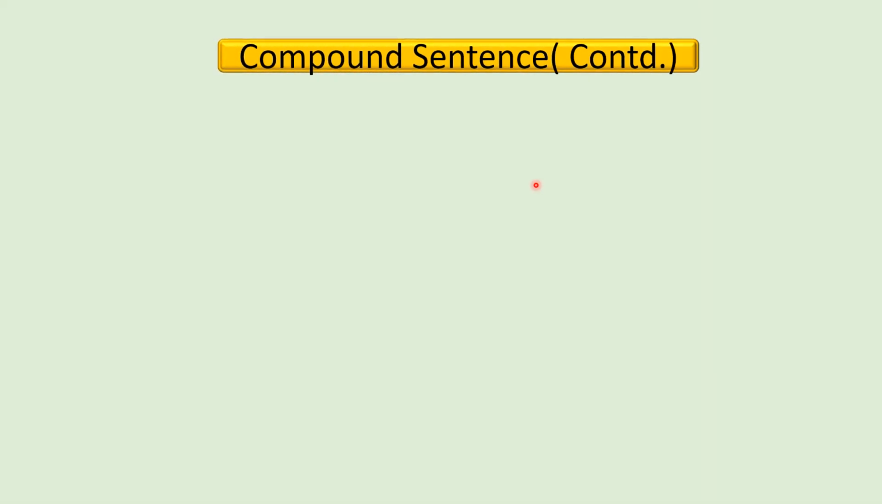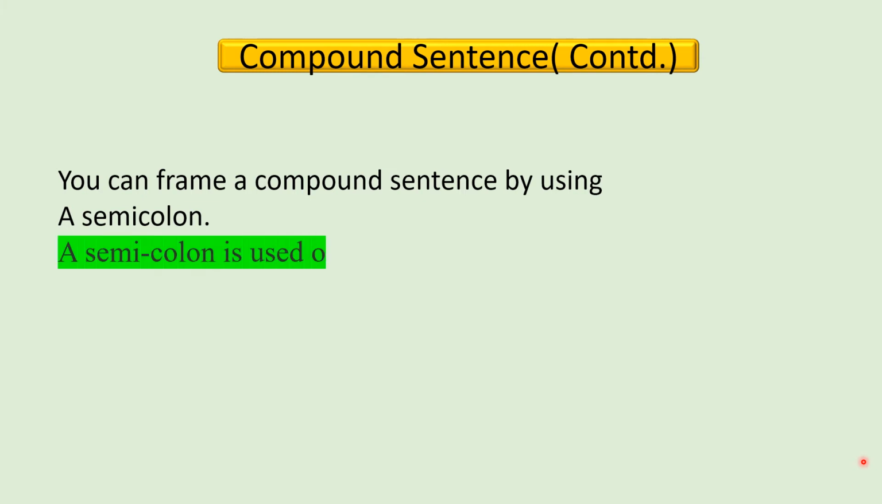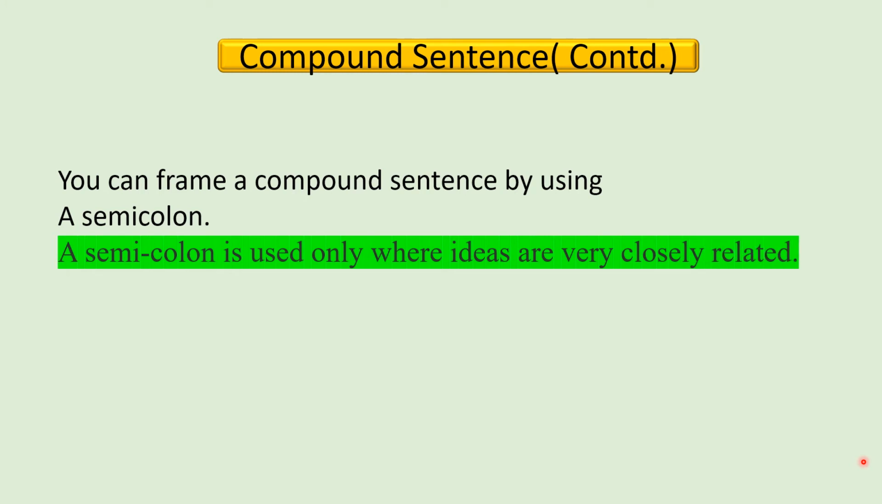I will explain about the semicolon part here. You can frame a compound sentence by using a semicolon. Let's see how. A semicolon is used only where ideas are very closely related. Now please give me all your attention, otherwise you may find it difficult.